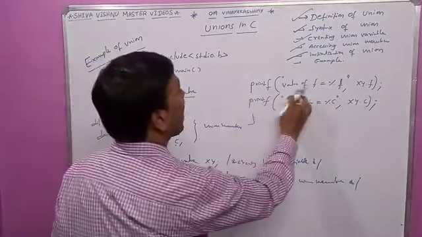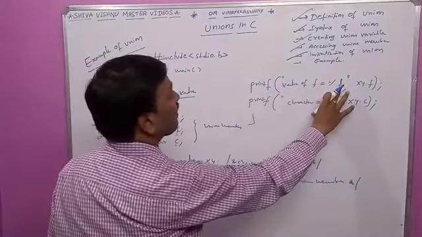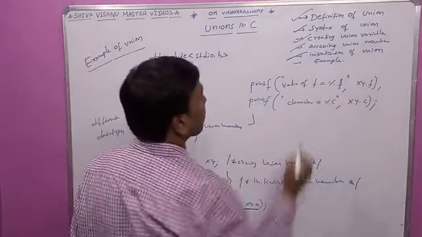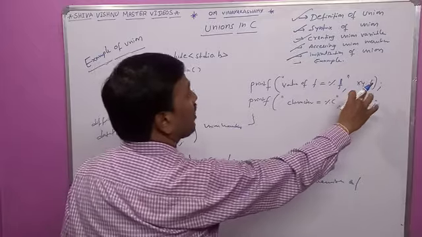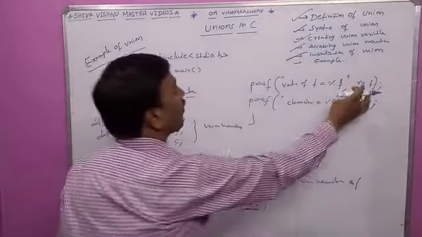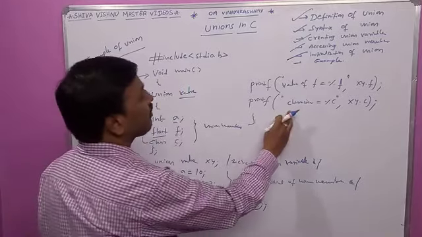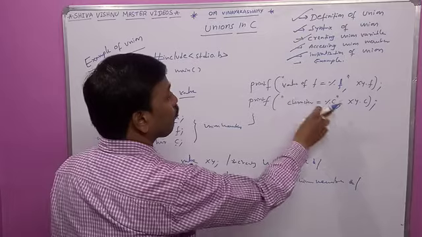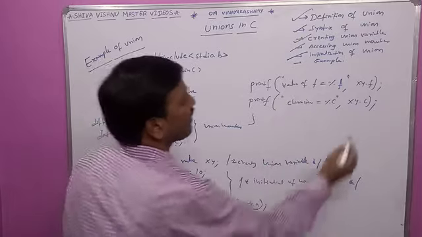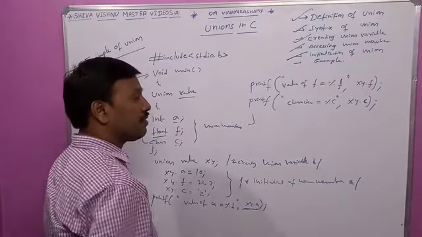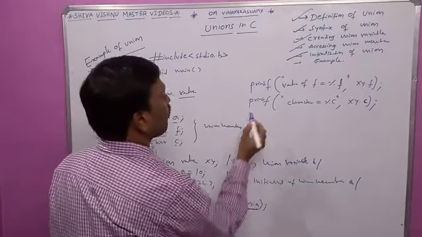Here printf, "value of f equal percentage f". Since it is a floating point, that's why percentage f within quotes, comma, xy dot f, the union member f, close parenthesis, semicolon. Then printf for the character, percentage c within quotes, comma, xy dot c, also the union member, close the parenthesis, semicolon, close the brace.